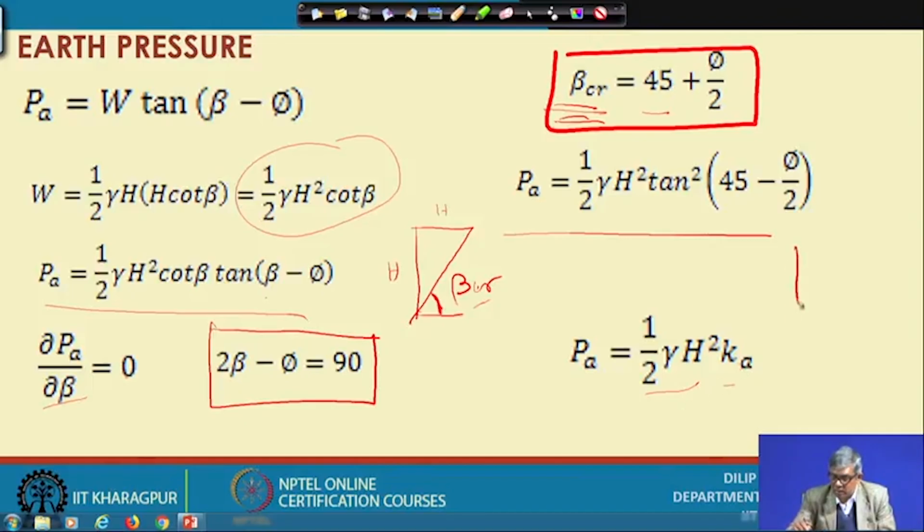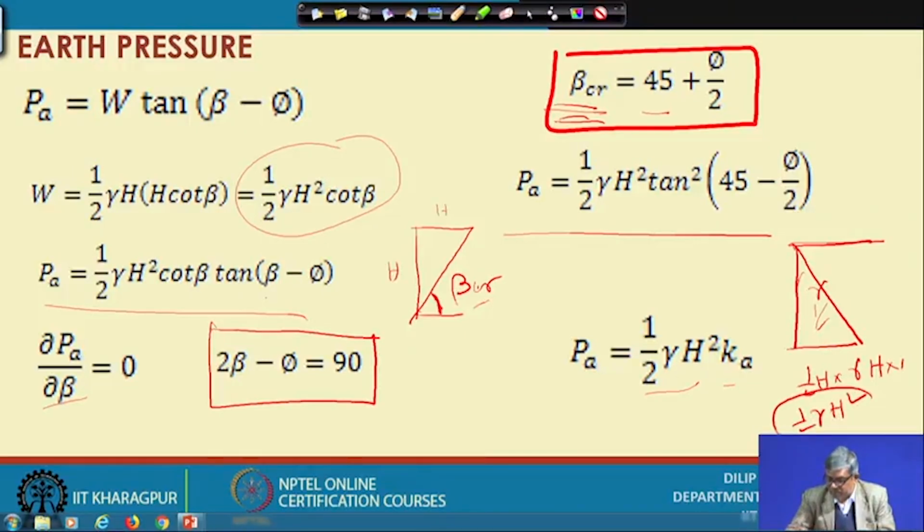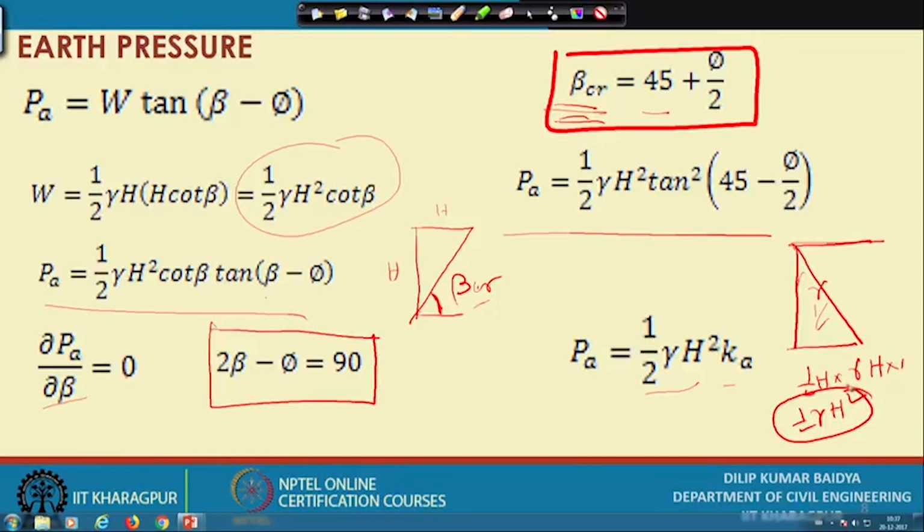So, if there is a wall and a backfill and the soil unit weight is gamma, then the soil pressure diagram with depth will be like this. The area of this diagram will be half into H into gamma H, is it not? Half H into gamma H, and if you take unit width, that half gamma H square becomes the pressure thrust. You can see if I do not do anything, I am getting half gamma H square, and additionally I am getting tan square 45 degrees minus phi by 2, an additional thing.